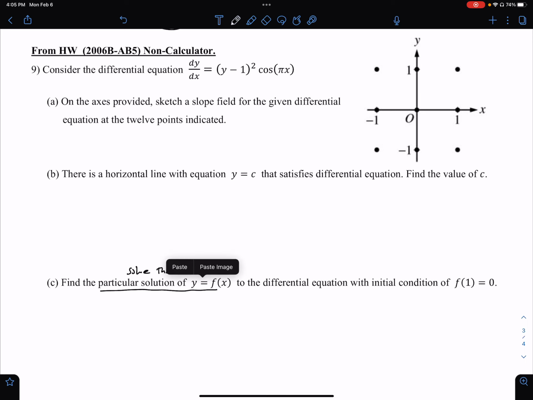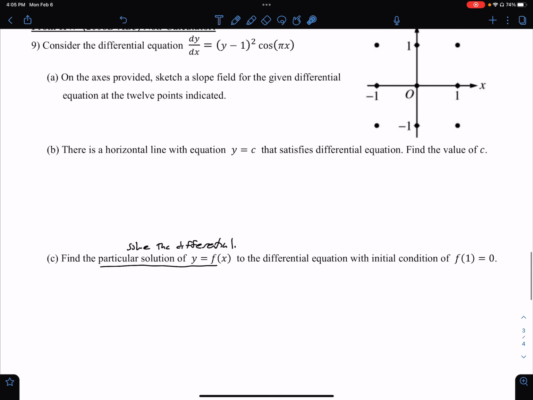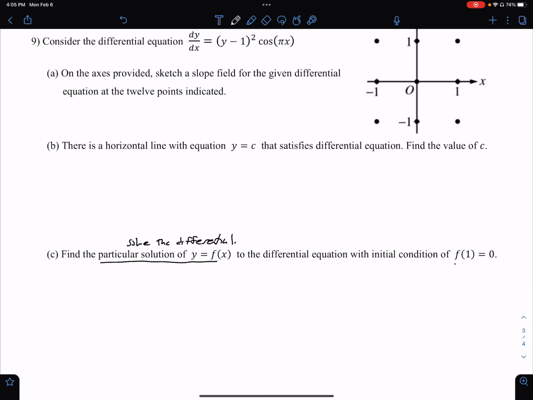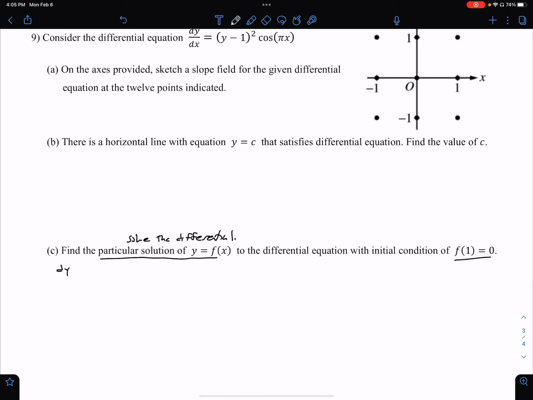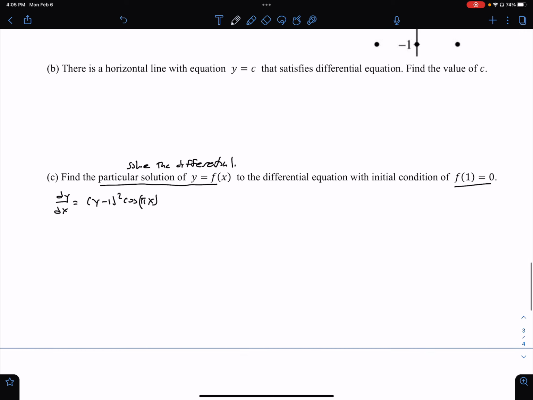And that's what we're going to do. We have our differential up here. dy/dx is (y minus 1) squared cosine of pi x. And I want to solve that, given the initial condition f of 1 is 0. So when I solve it, I am going to separate by bringing my y's to one side. That's going to give me 1 over (y minus 1) squared dy equals cosine pi x dx.